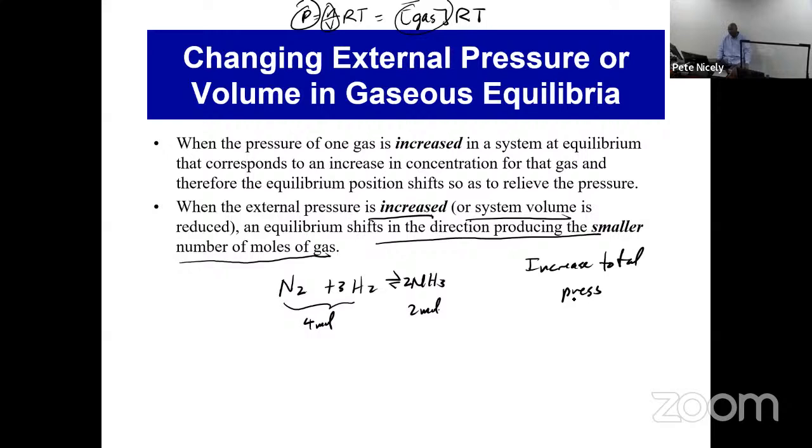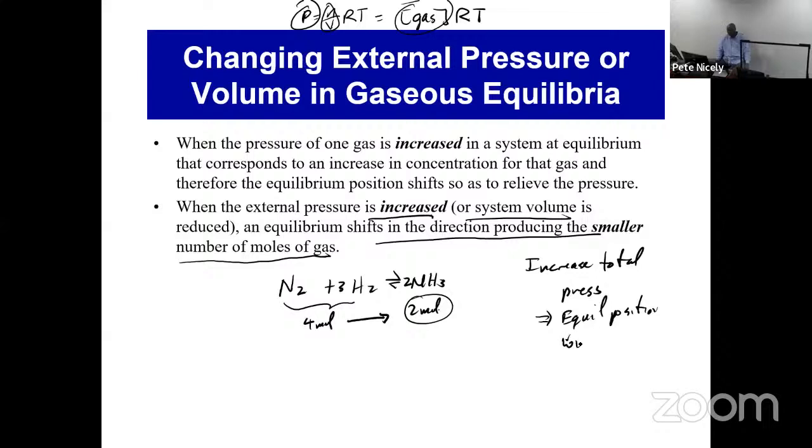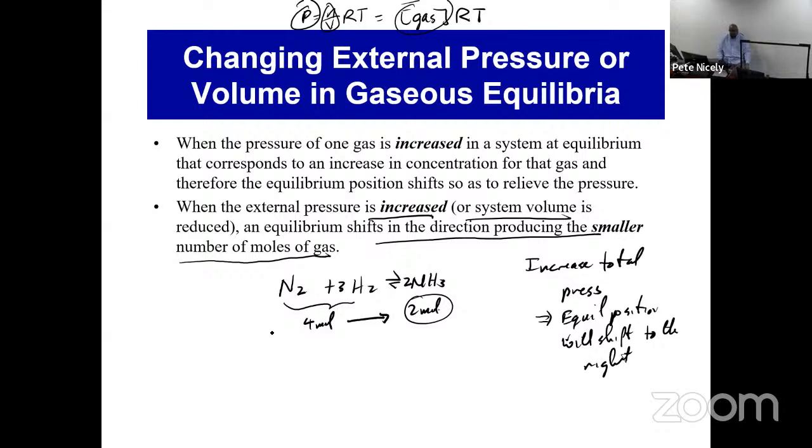So if you increase the total pressure, the system will try to decrease the total pressure by shifting the reaction in favor of producing fewer molecules, from 4 moles to 2 moles. Therefore, if you increase the total pressure, the equilibrium position will shift to the right. All right? So that's how that works out. Any questions about this? Any questions?